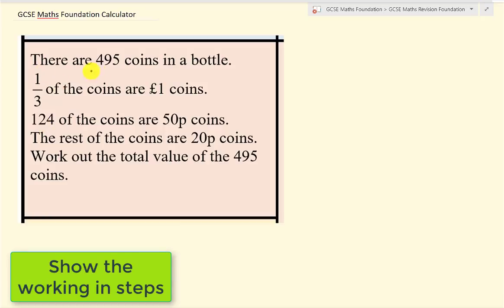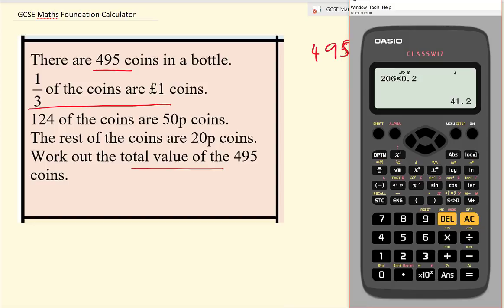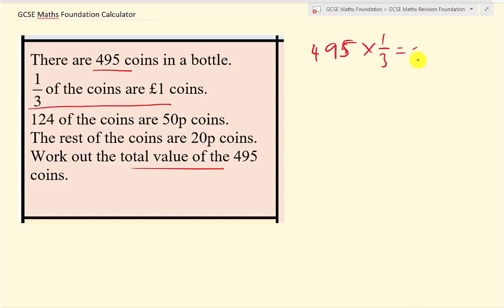So the first step is we have 495 coins and 1/3 of the coins are £1 coins, and we're working out the total value of the 495 coins. So let's work out how much those coins are worth in £1 coins. I need to find out 1/3 of 495, so times by 1/3. So divide by the denominator and times by the numerator. Let's use a calculator. That will give us 495 divided by 3, and that gives an answer of £165. So the £1 coins are worth £165.